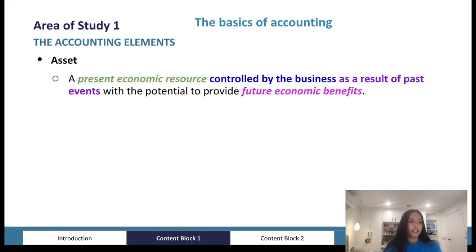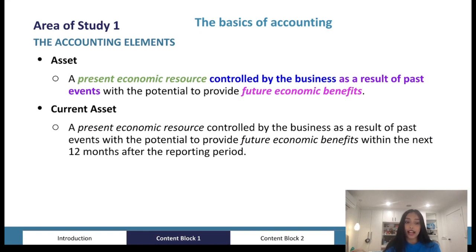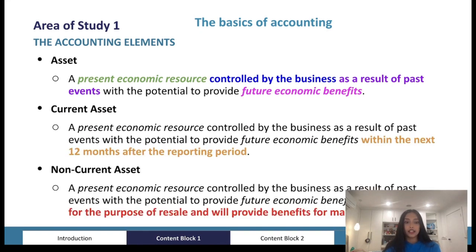And then obviously we have current assets and non-current assets. So the only difference is the exact same definition, but with current assets, those economic benefits will be provided within the next 12 months after the reporting period. And with a non-current asset, the economic benefits won't be within the next 12 months, and instead the asset is not held for the purpose of resale, and it will provide benefits for many years, or it will provide benefits for a period greater than just 1 year.